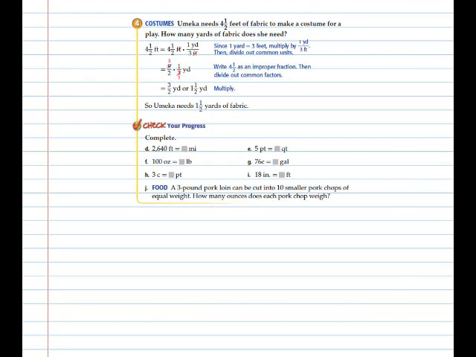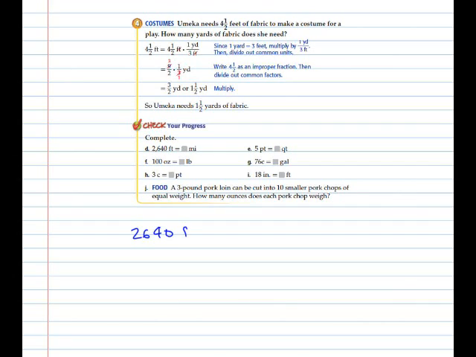Yumika needs 4.5 feet of fabric to make a costume for a play. How many yards of fabric does she need? Well, we're converting from feet to yards. So I take 4.5 times the unit ratio, 3 feet to 1 yard, the reciprocal of that ratio. I change 4.5 to 9 over 2. I divide by the common factor of 3. Gives me 3 over 2 yards, or 1 1/2 yards. So Yumika needs 1 1/2 yards of fabric.